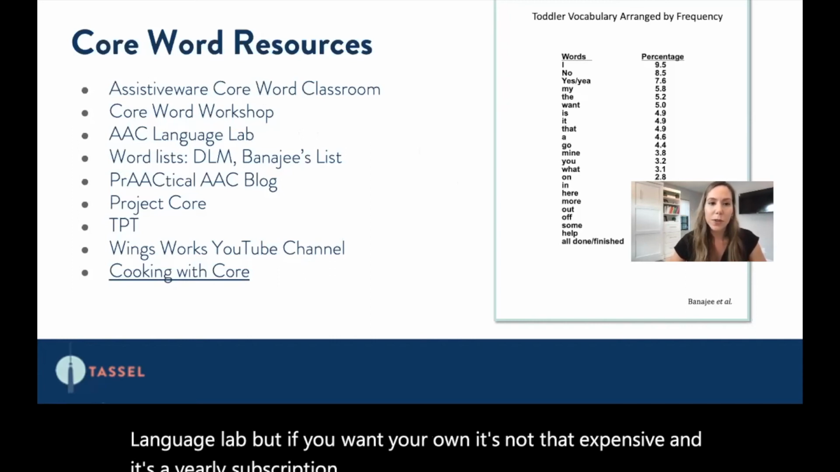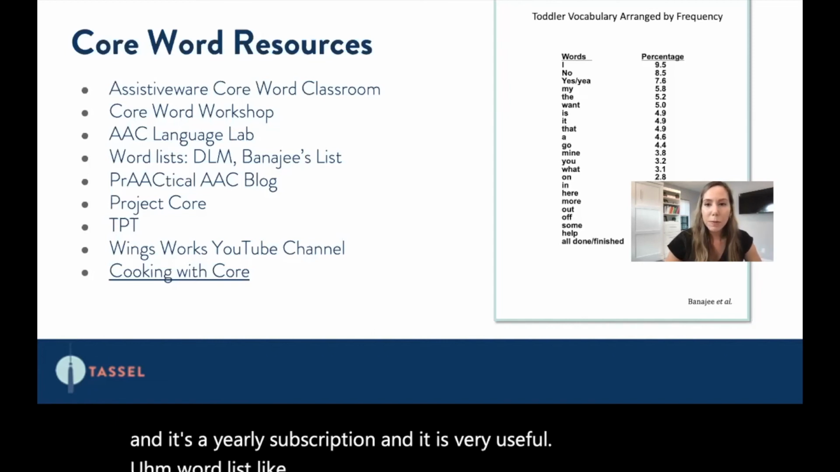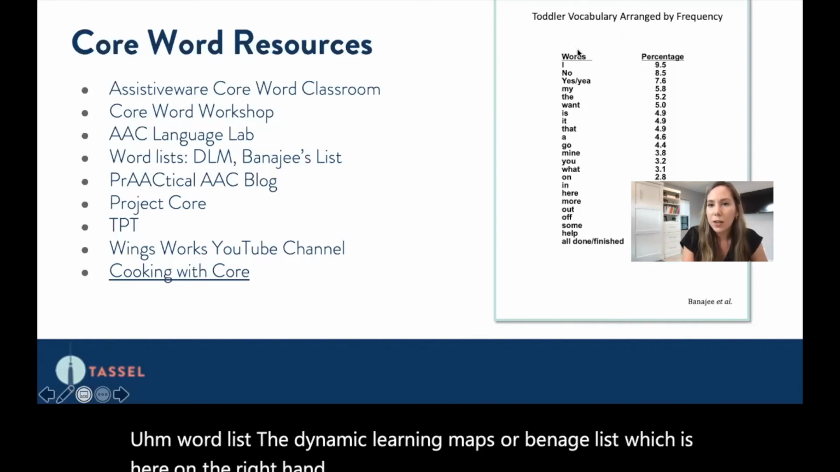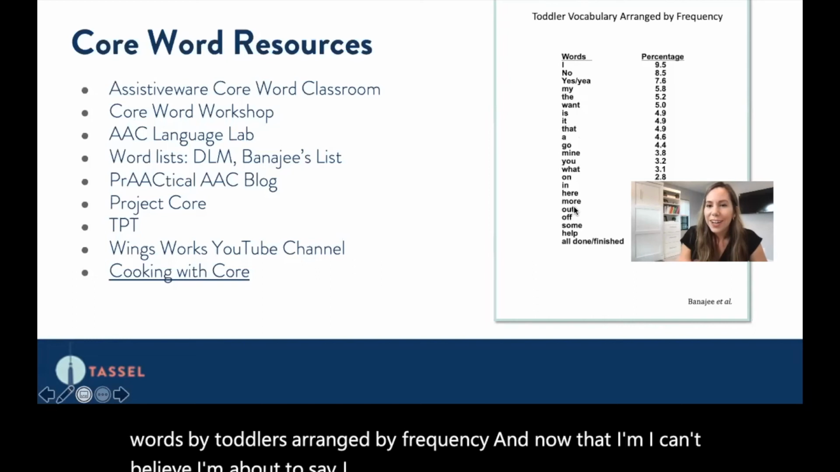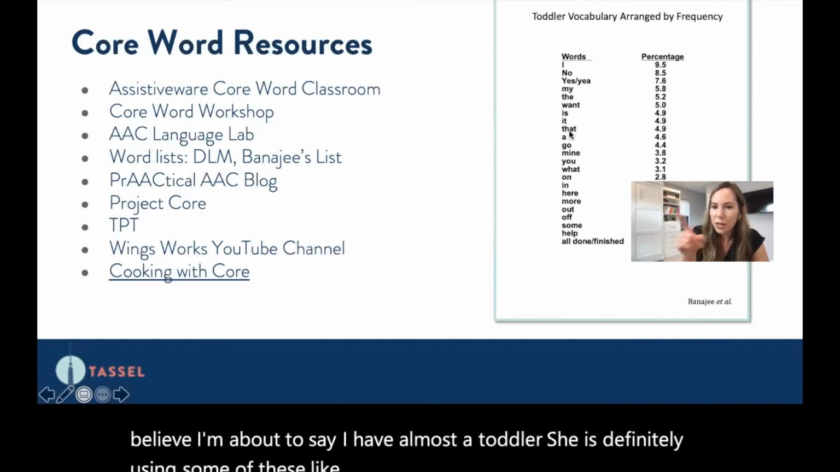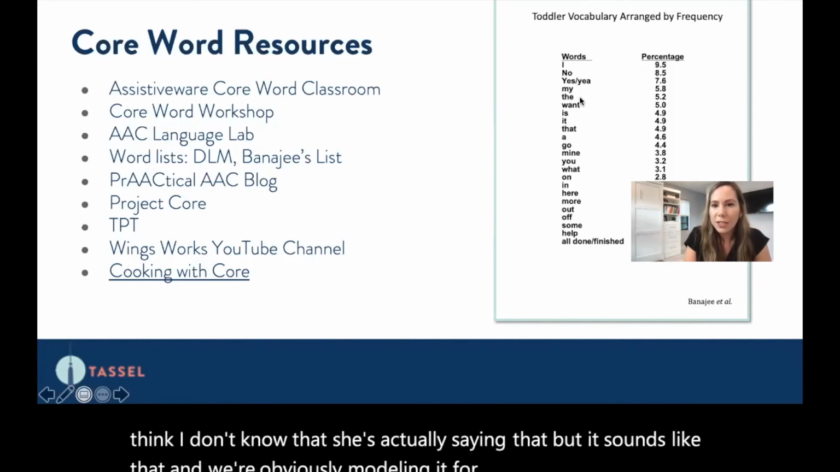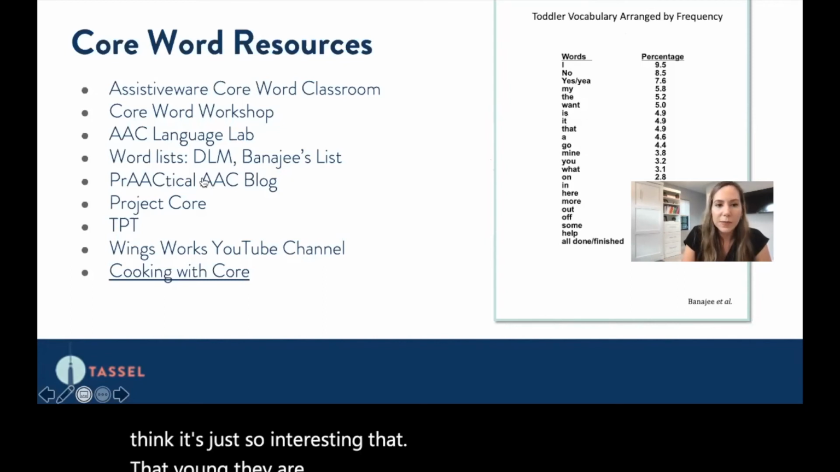Word lists, like the Dynamic Learning Maps or Banajee's list, which is here on the right-hand side. So these are the most frequently used words by toddlers arranged by frequency. And now that I can't believe I'm about to say I have almost a toddler. She is definitely using some of these. She's starting to point to things. And I don't know that she's actually saying that, but it sounds like that. And we're obviously modeling it for her. But I think it's just so interesting that, that young, they are already using core words.